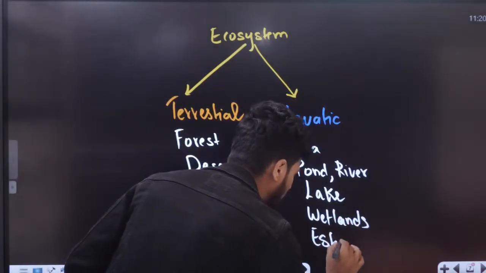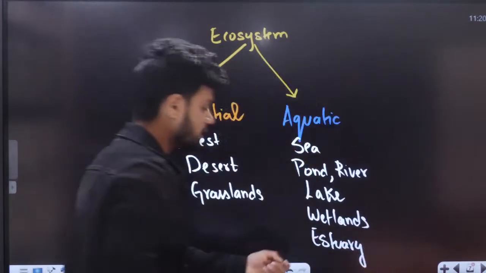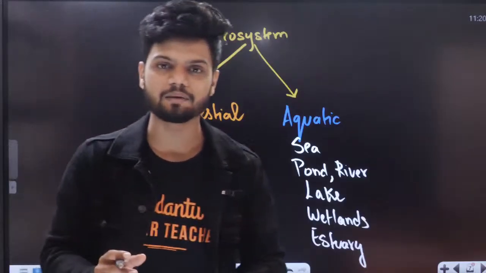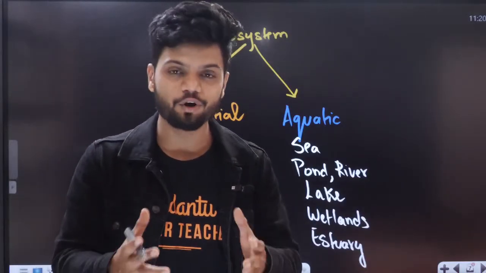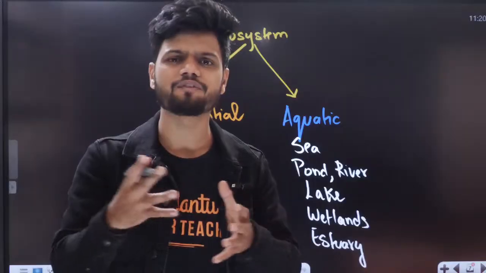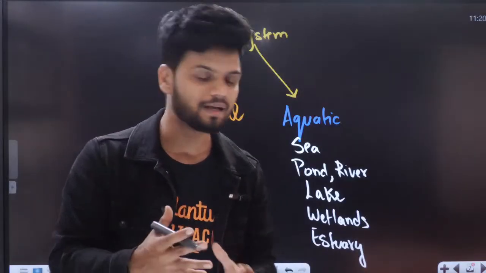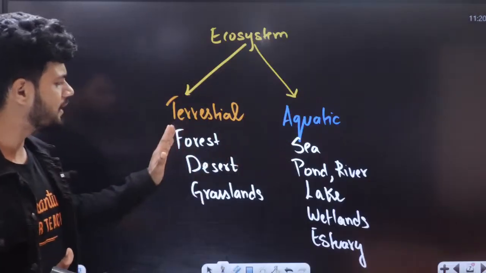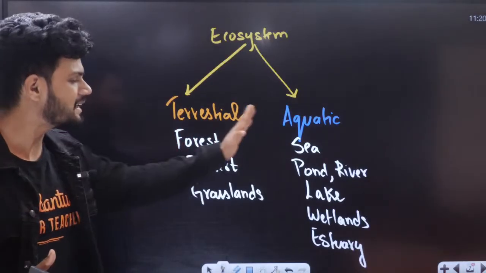Now students, those of you who are wondering what exactly an estuary is: an estuary is technically a type of water body where salt water and fresh water meet together. Okay, that is an estuary. Now students, we classified ecosystem into terrestrial and aquatic.